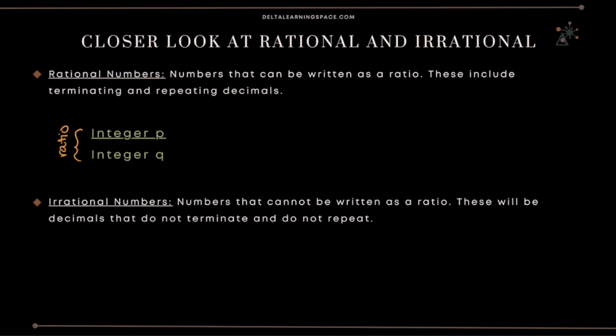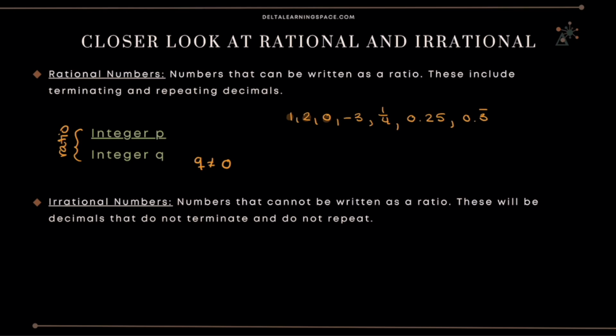The biggest restriction with our ratio is that our denominator cannot equal 0. Our integer p could equal 0, but our integer q cannot. So here I just pasted the examples from the previous page. Let's take a look at the first three examples: 1, 2, and 0.